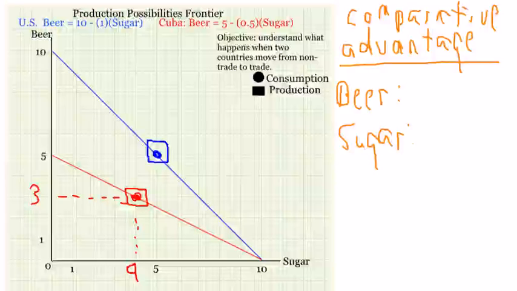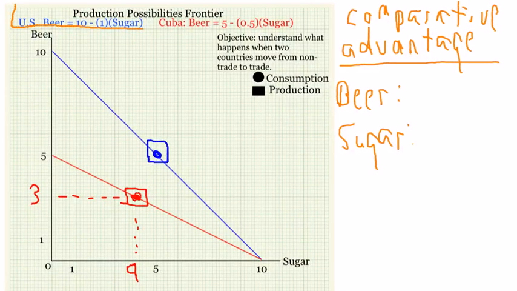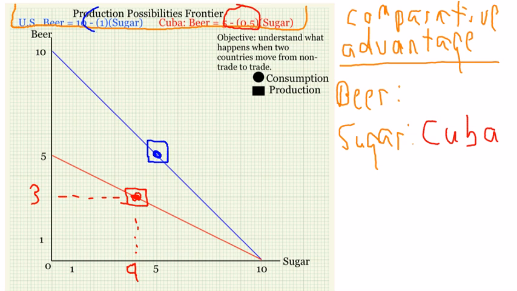In two previous videos we showed that when you have two PPF curves for, say, the US and Cuba, you get the PPF curves, the lines drawn in blue and red. And we also found that when it comes to which country has a comparative advantage, Cuba has a comparative advantage in sugar, because for every sugar it makes, it only has to give up half of a beer, whereas for the U.S., for it to make one sugar, it has to give up a whole beer.